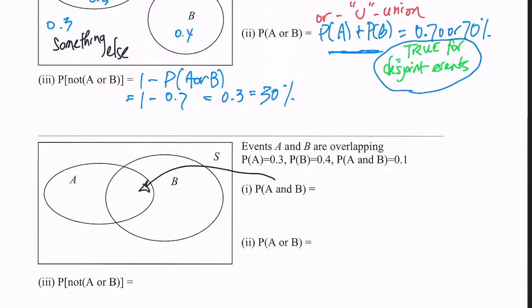Okay, I'm back. The overlap is A and B. That's the overlap. It's called A and B. And I tell you what A's chance is, and I tell you what B's chance is. And I also tell you what A and B's chance is. So you already have the answer. The chance of A and B is 10%.